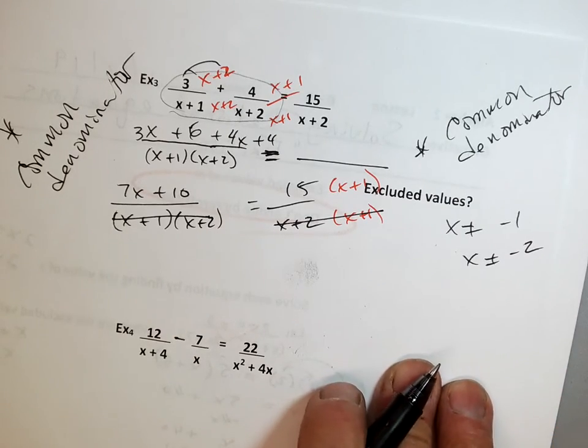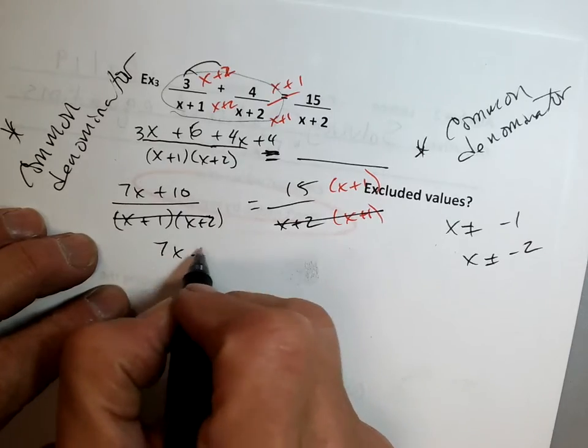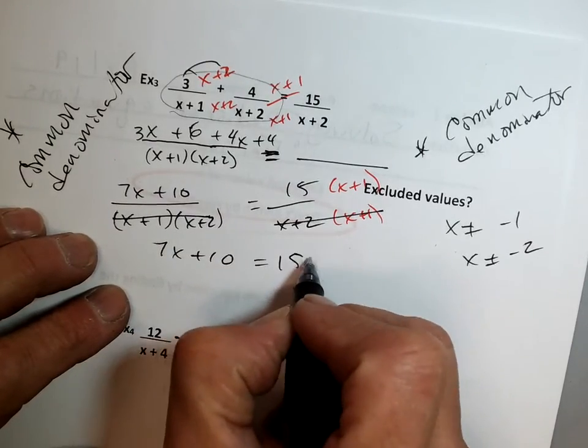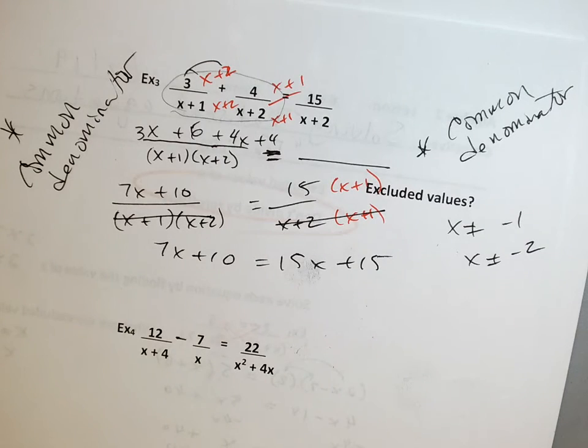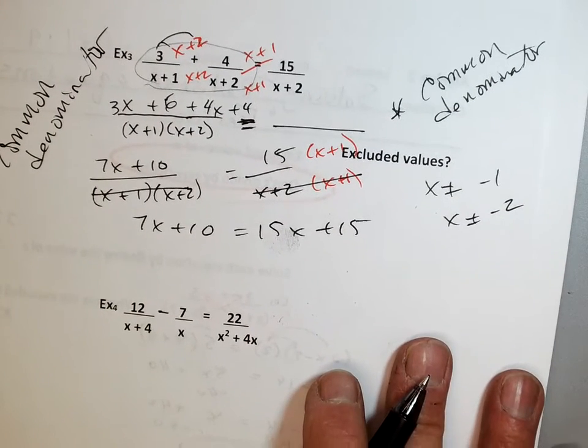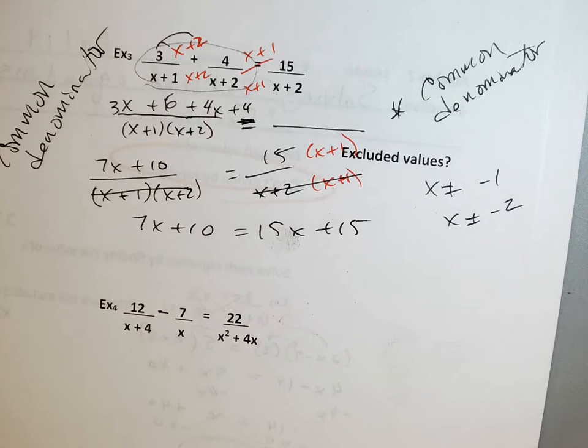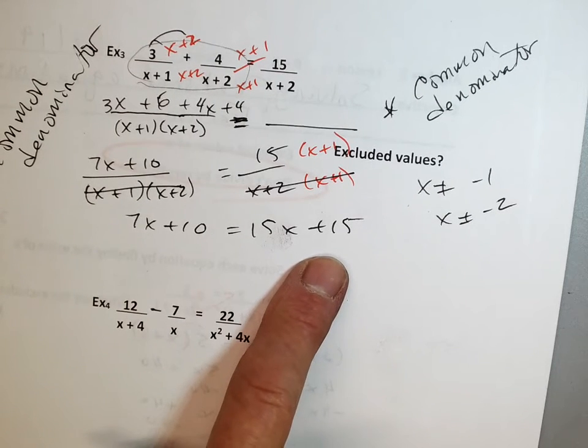So then what are you left with? 7x plus 10 equals 15x plus 15. And that big, ugly fraction's gone, isn't it? Now all of a sudden, it's not so bad. I can do this. I'll learn that in Algebra 1, right?